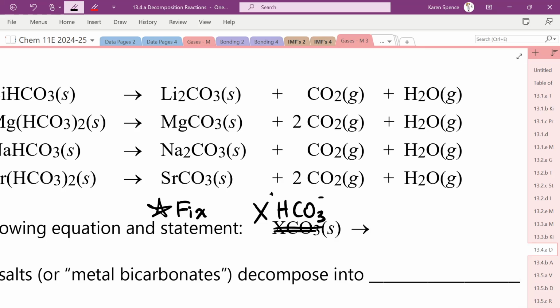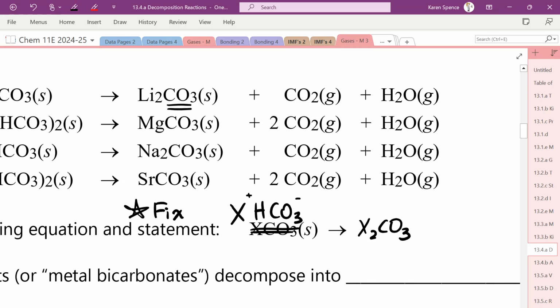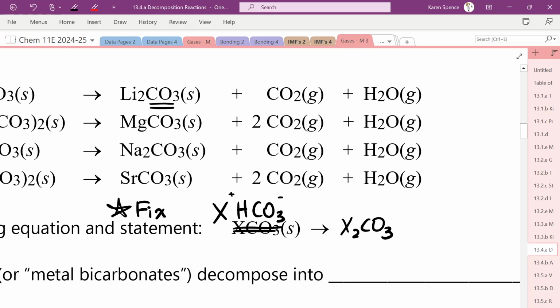Who would X get together with? CO3. So instead of just having XHCO3, we will have X2CO3. We can worry about the balancing later, okay? Plus, and then what are our other two products? CO2 and H2O, CO2 plus H2O.